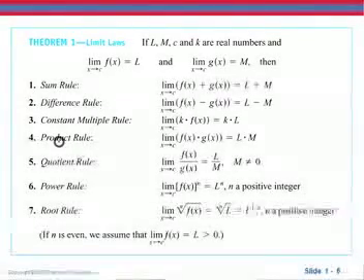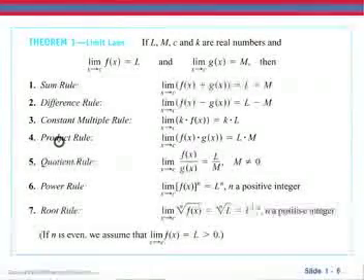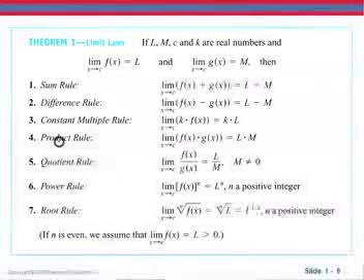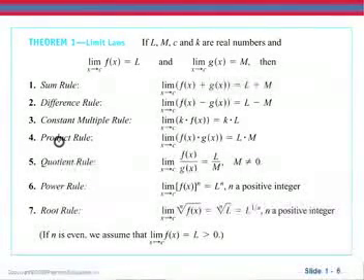Now here are some limit laws that we'll need to use in our next recording. The first one, the sum rule, says that the limit of a sum is the sum of the limits. The next rule says that the limit of the difference is the difference of the limits. The next one says the limit of a constant times a function is the constant times the limit of the function. The fourth one says the limit of a product is the product of the limits. The fifth one says the limit of a quotient is the quotient of the limits, provided that the limit of the denominator is not 0.